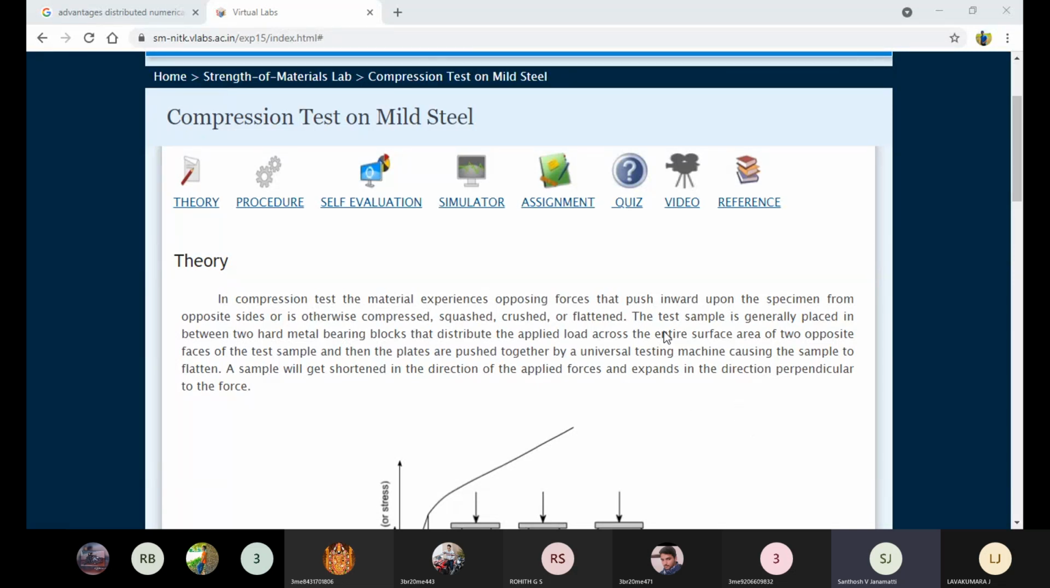So another 2 virtual labs are there. Another 2, 3. Now today we will discuss the compression testing. After that, bending and shear test. Torsional is also available. Torsional, bending, and shear test. There are 3 tests.